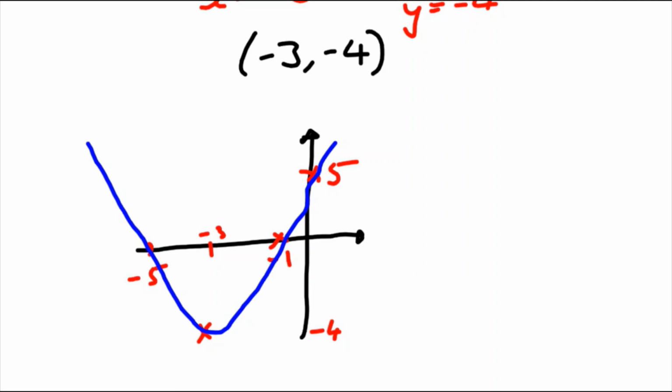The three things we need to remember were our roots, where it crosses the x-axis; the y-intercept, where it crosses the y-axis; and our turning point, which we got by completing the square.